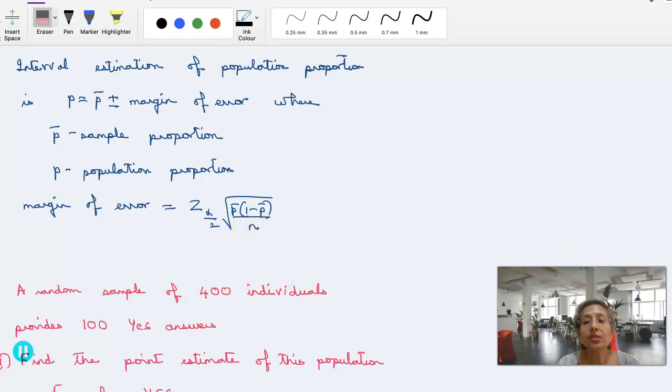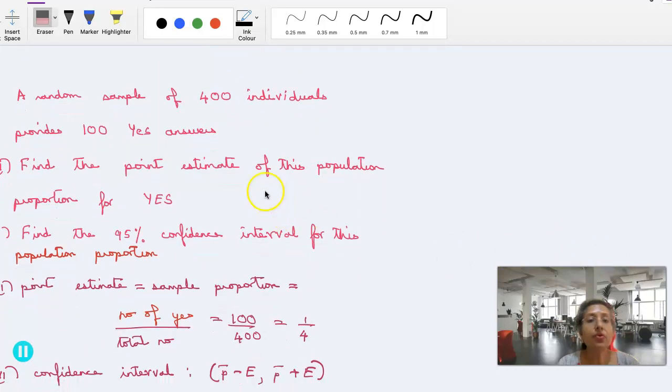So coming to questions, a random sample of 400 individuals provides 100 yes answers. Find the point estimate of this population proportion for yes. The point estimate is the sample proportion. That will be number of yeses by total number. Number of yeses is 100 by 400, so this is 1 by 4. So this is the p bar, the point estimate.